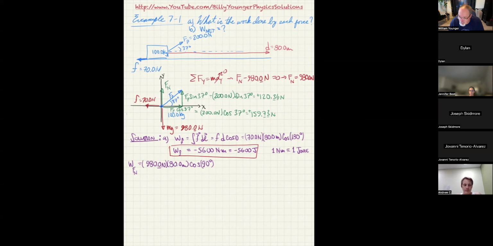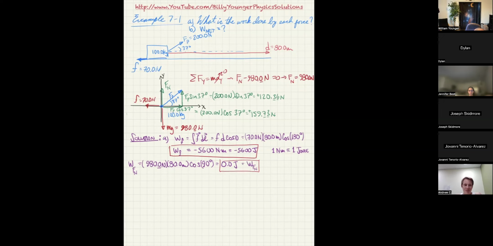Now, the reason why we're not doing an integral here is because neither the force nor the direction between the force and the d vector changes. If the force magnitude or the force direction changed anywhere along that path so that the cosine angle would change, then we'd have to actually do the integral, but we don't have to do that for these. So in this case, I'm going to get just plain 0.0 joules because the cosine of 90 degrees is 0. So that's the work done by the normal force.